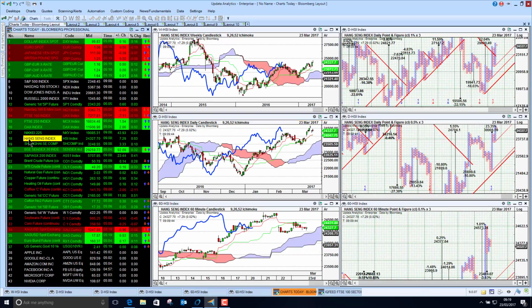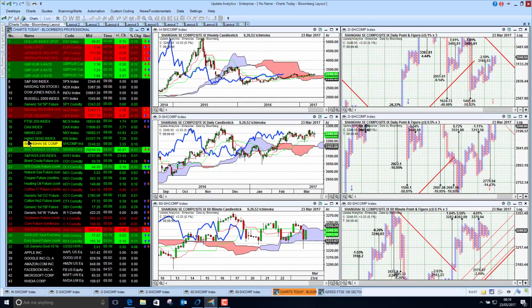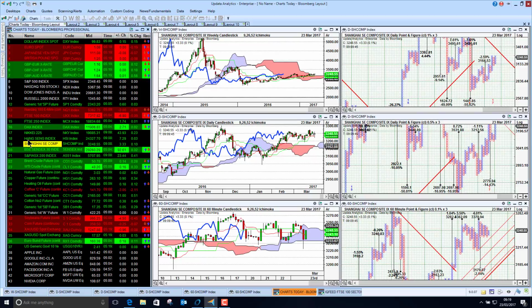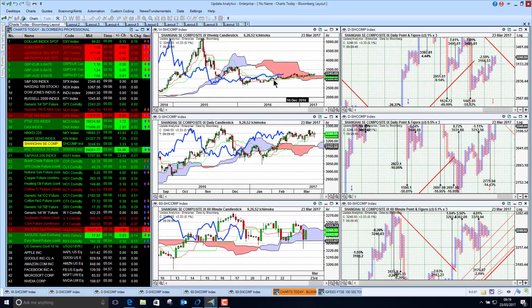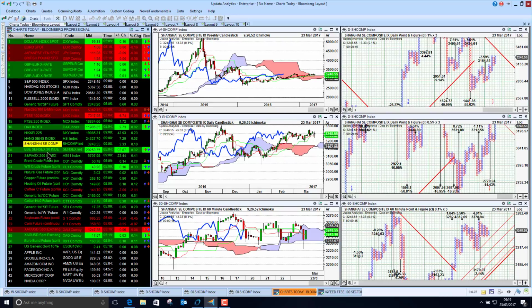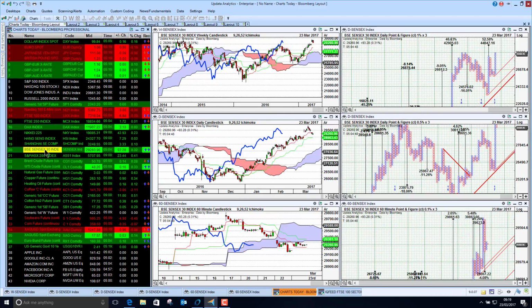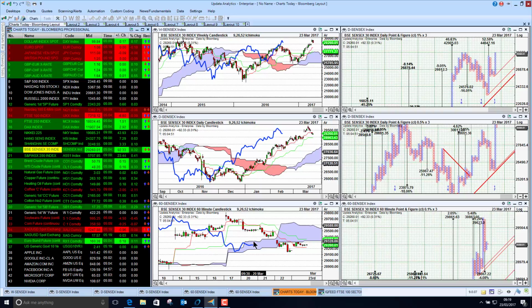Looking at the Hang Seng, we are bullish on all three timeframes here. So the Chinese market actually holding up pretty well. On the Shanghai index, still just got work to do to get bullish long term, but we're looking pretty good in the medium and short term. And the Sensex is holding on to its bullish trend here as well, so looking pretty good.